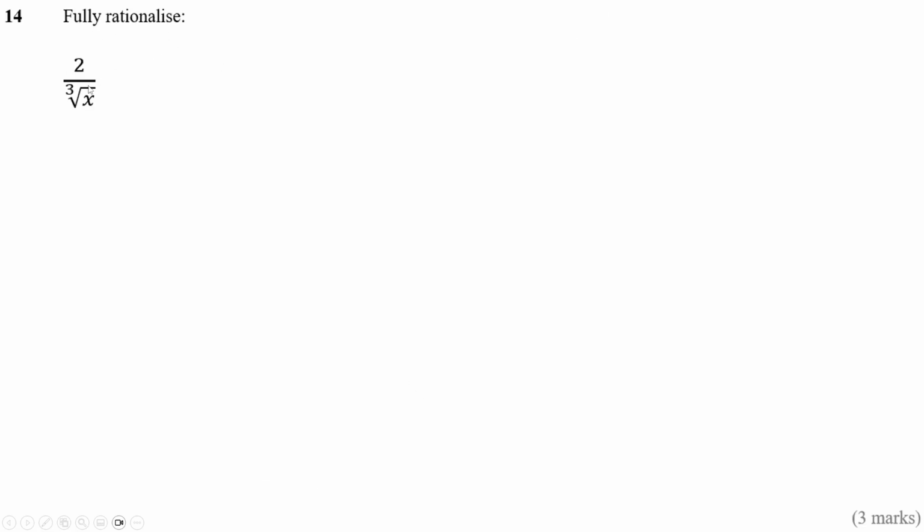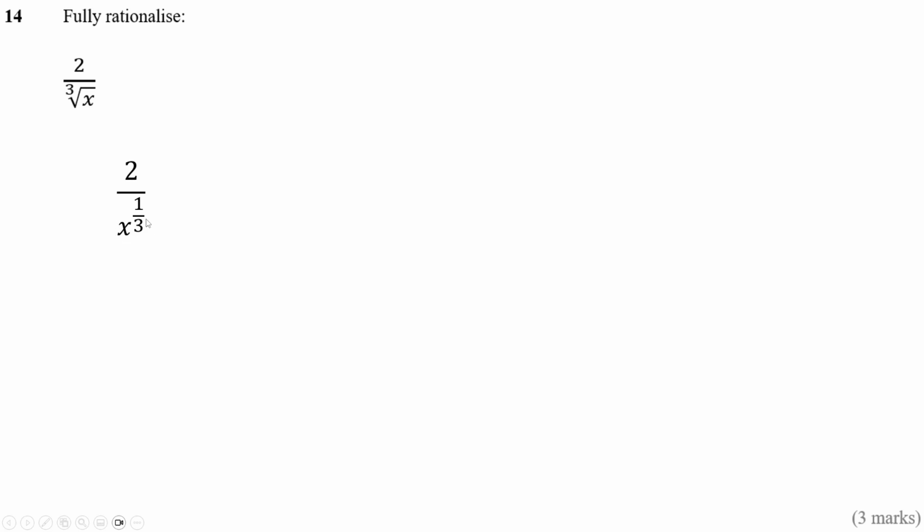Fully rationalize this, you can write this as 2 over x to the power of a third. When we're rationalizing, what we're actually doing is taking away the radical sign from the denominator. So how do we turn this radical into just, you know, not a radical?